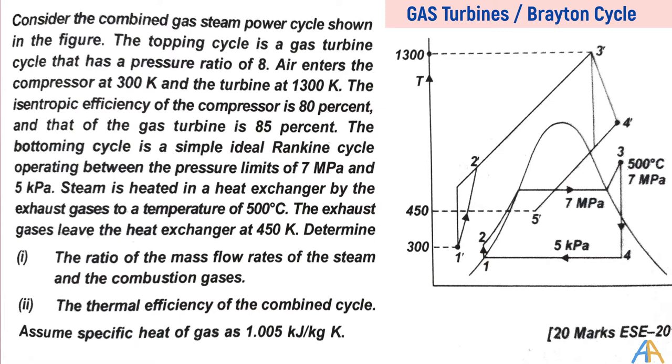The bottoming cycle is a simple ideal Rankine cycle operating between the pressure limits of 10 MPa and 5 kPa. Steam is heated in a heat exchanger by the exhaust gases to a temperature of 500 degrees centigrade. That means the inlet to the turbine is 500 degrees centigrade and 10 MPa, which is a superheated state. The exhaust gases leave the heat exchanger at 450 Kelvin. Determine first the ratio of mass flow rate of the steam and combustion gases, and second the thermal efficiency of the combined cycle. Assume the specific heat of the gas is 1.005 kJ/kg K.